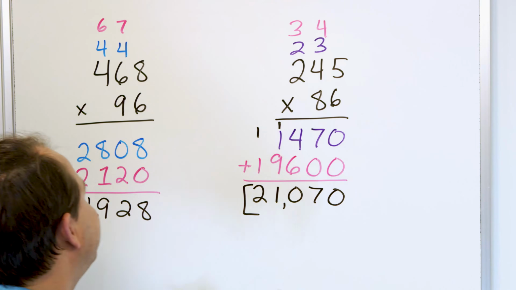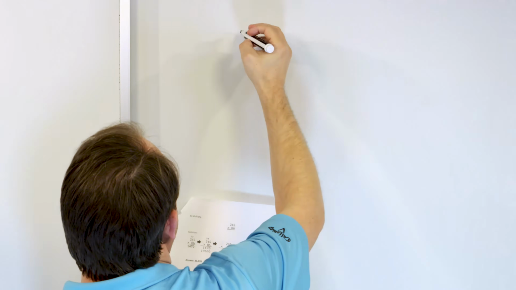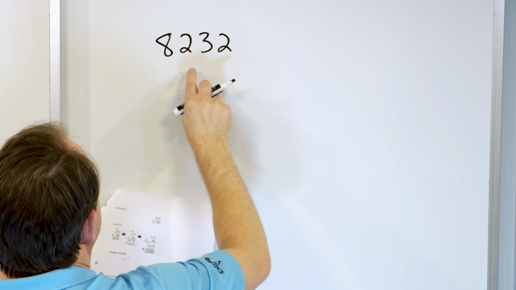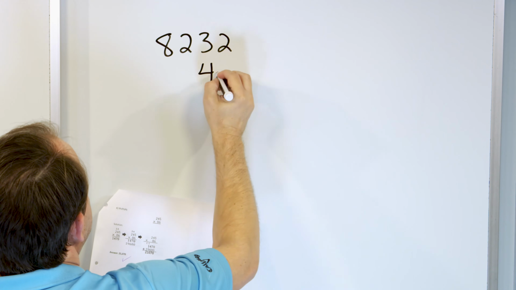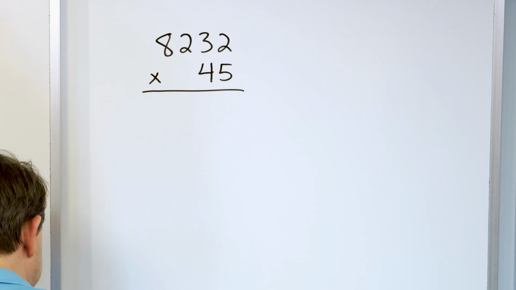All right, I think we're only going to do 2 more problems in this lesson just to get a little practice. So up until now, we've done 3 digits times 2 digits. Let's increase the complexity a little bit. We'll have 8,232, so we'll have a 4-digit number multiplied by 45. What do we do? Same process as always.